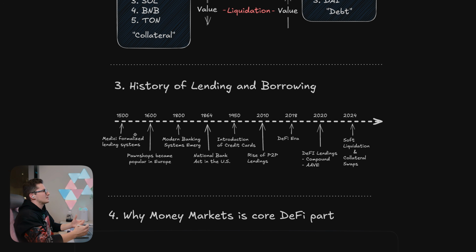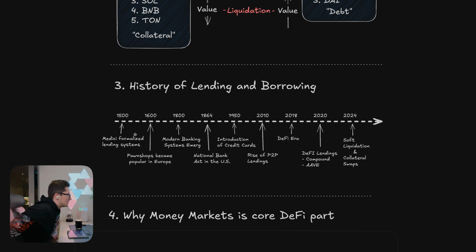Then in 1864, the National Bank Act in the US allowed people, companies and businesses to take loans from banks for their needs. Then, nearly to our time, in 1950, we got the introduction of credit cards. That's an amazing thing. You can pay everywhere. You can have your credit score, and you're revealing your identity. The bank just knows how to find you, actually.